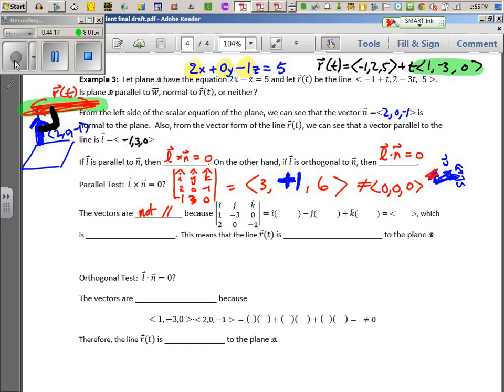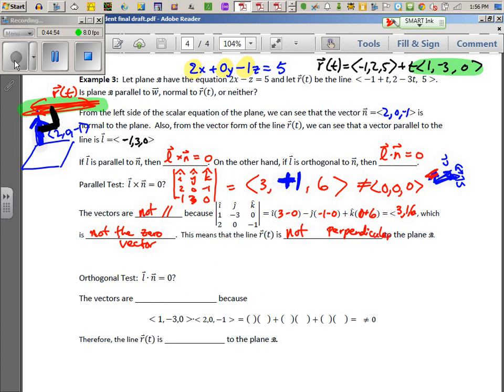Right? Because I ended up with, oh, here I show my work, I realize now. I'm showing all my work from my previous steps. Yeah, so this is a 3, 1, 6, is what I had a second ago, which is not the 0 vector. This means that the line R of t is not perpendicular to the plane.